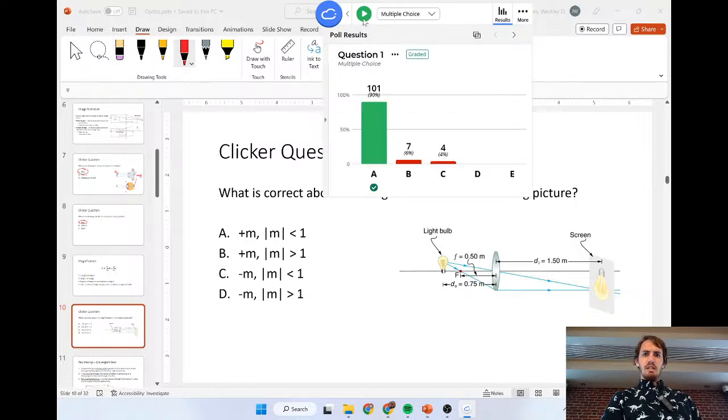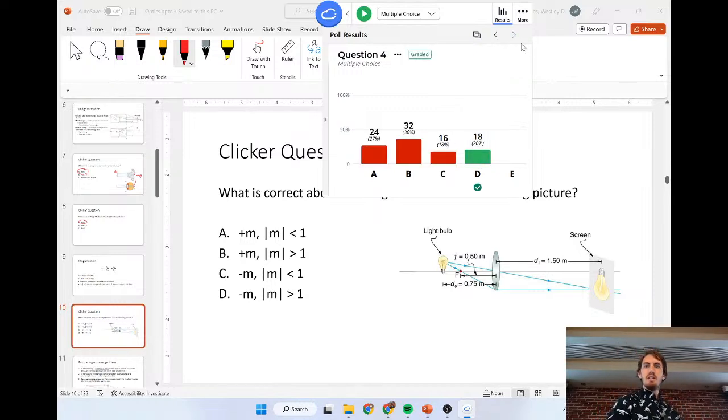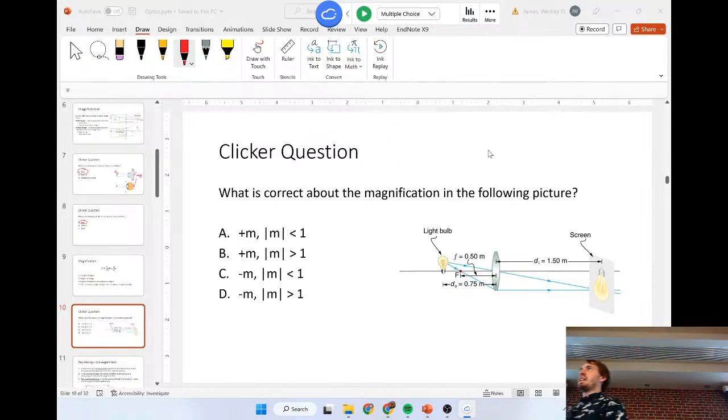what the heck? Wow, okay, it's D. There we go. We'll go back and fix that. So, the answer here is D. Upside down, and it's bigger.